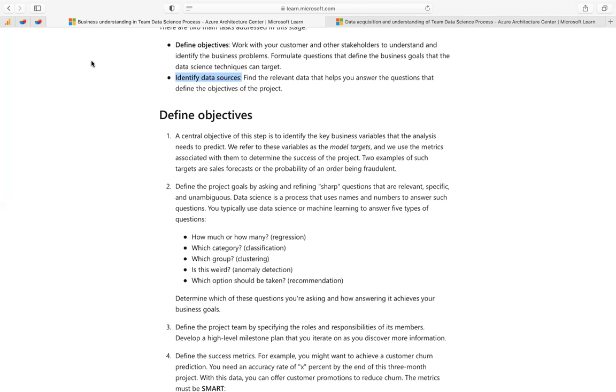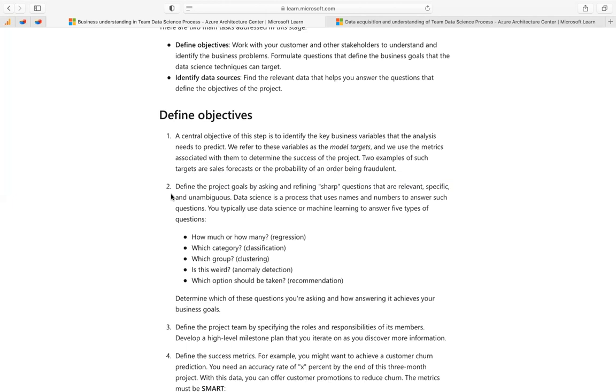The second one here is the second goal, objectives. It says define the objective goals by asking and refining sharp questions that are relevant, specific, unambiguous. Data science is a process that uses names and numbers to answer such questions. You typically use data science or machine learning to answer 5 types of questions.